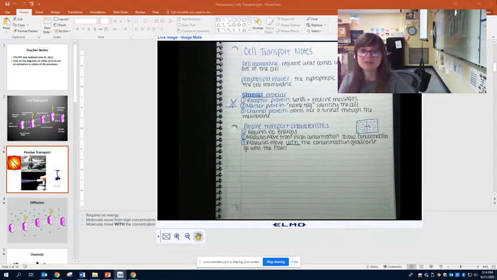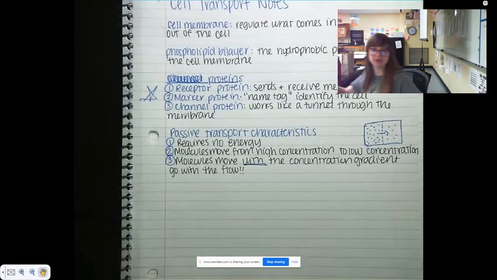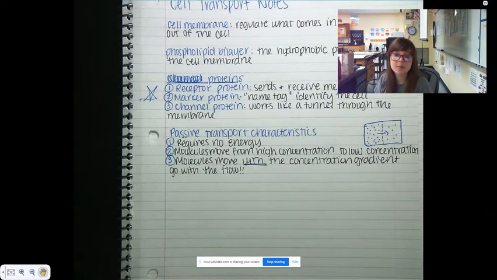So here I have the characteristics of passive transport. And you can see I wrote that it requires no energy, that molecules move from high concentration to low concentration, and that molecules move with the gradient. And you can see here, Miss Ayers took these notes and she even drew a little picture. This is the high concentration of the molecules on the left, and this is the low concentration of the molecules on the right.